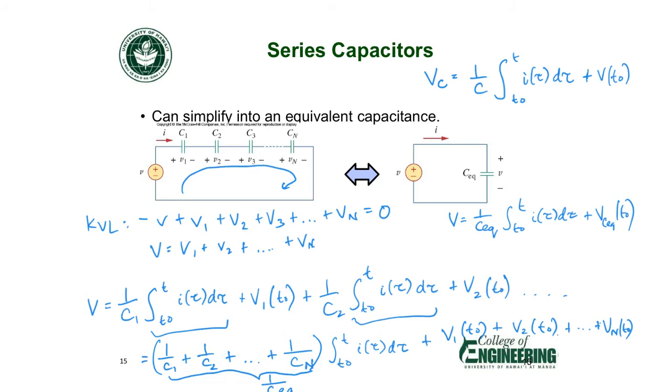Okay, so this term in the parentheses is telling us that the reciprocal of the equivalent capacitance when they're in series is going to be the sum of the reciprocals of all the capacitors in series. So that's the same form of equation as resistors in parallel, but the capacitors are in series.